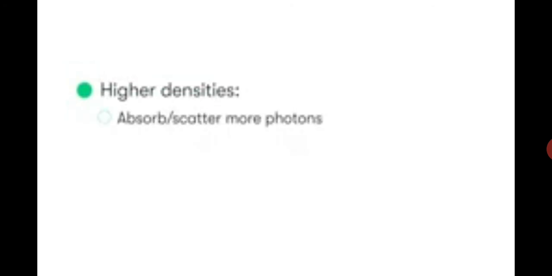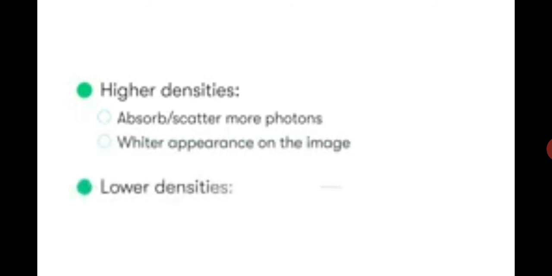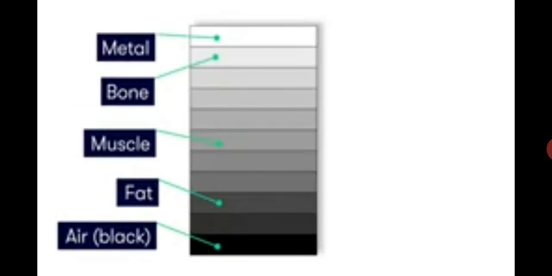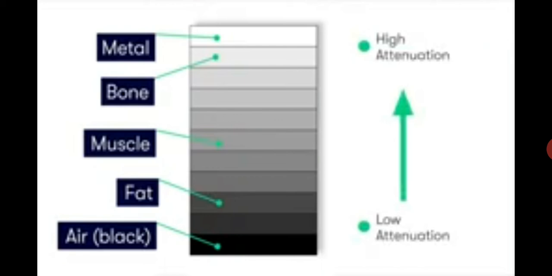So as we've mentioned, the higher the density of the tissue means that they can absorb or scatter more X-ray photons, and thus will create a whiter appearance on the X-ray image compared to those lower density structures that are going to appear much darker. This means that we have a consistent scale of appearance of different tissues from black to white because of their different levels of attenuation, from low attenuation to high attenuation.